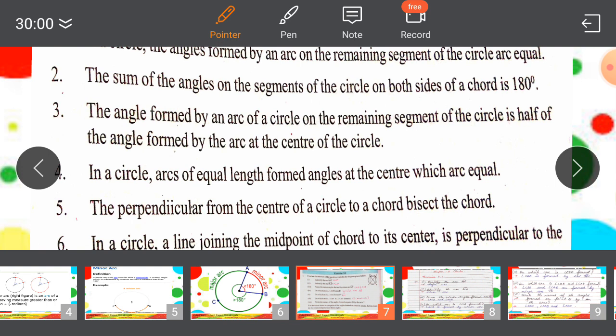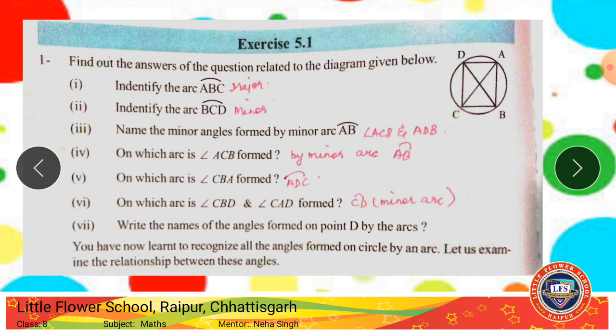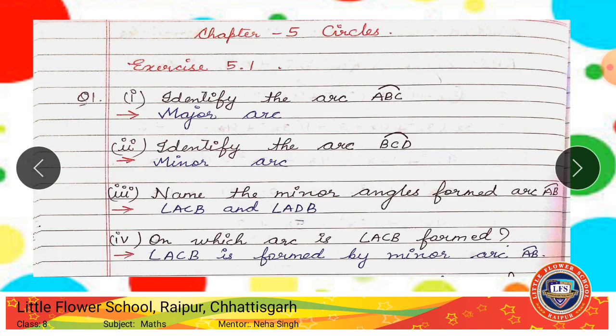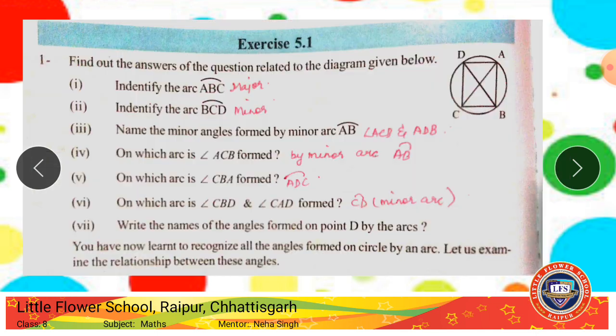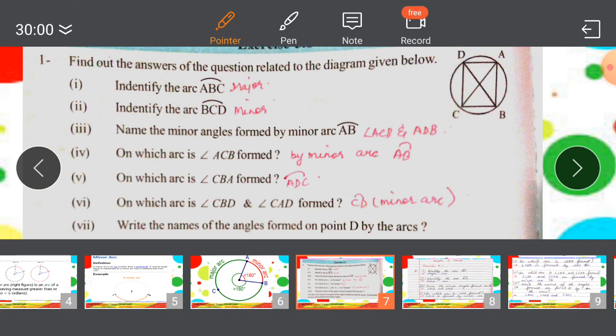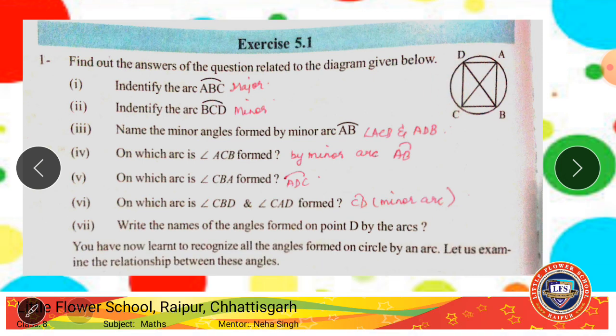So now we shall start with the first exercise, exercise 5.1. Right, let us see exercise 5.1. This is the diagram, right? What is the first question? Identify the arc ABC. See, this ABC is which arc? In this, the diagram is a little wrong. The diagram is a little wrong in your book, right? This AD is like this.